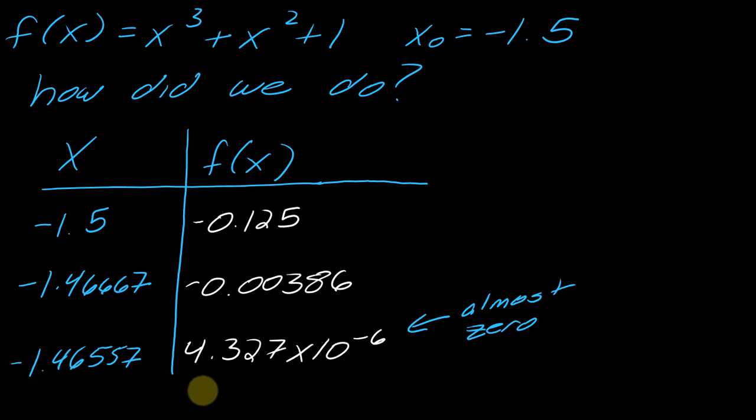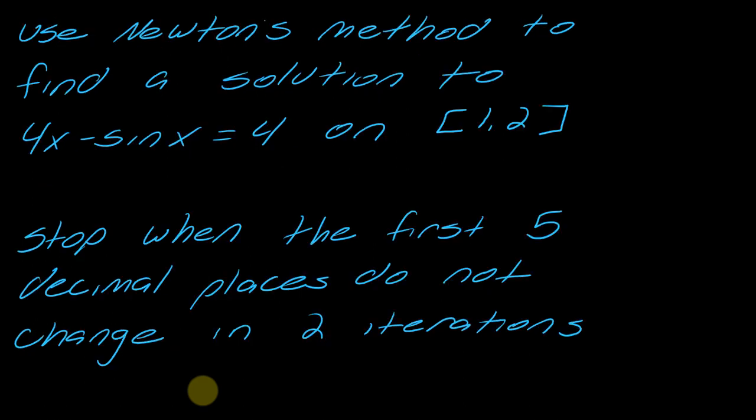Now I want to show you one other way that you can do this type of example. So use Newton's method to find a solution for this equation here on this interval. And we're going to do the same thing, so we just want to stop when we have five decimal places that don't change. So before I get too far in this, I just want you to notice how this is a very different question from what I asked before.